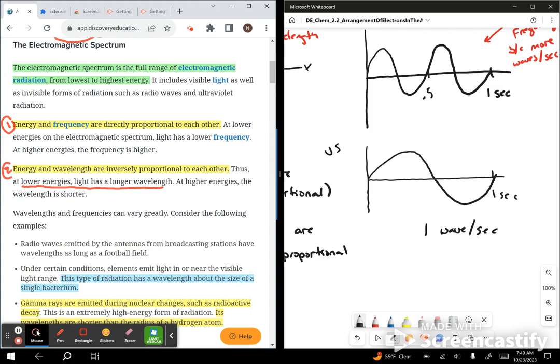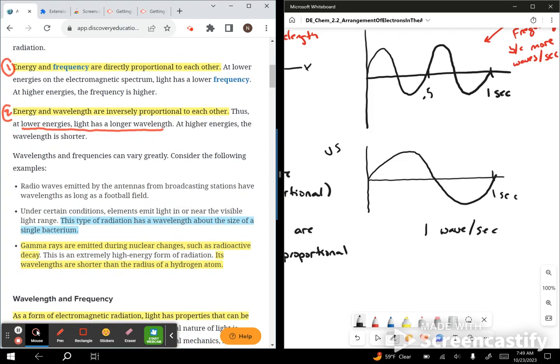Okay, so let's keep moving on here. Wavelengths and frequencies can vary greatly. Consider the following examples. Read this, but you can see in here I've highlighted a few things that were interesting. First, under certain conditions, elements emit light in or near the visible light spectrum. This type of radiation has a wavelength about the size of a single bacterium. That's kind of interesting. The visible light you're seeing has a wavelength about the size of the diameter of a bacteria.